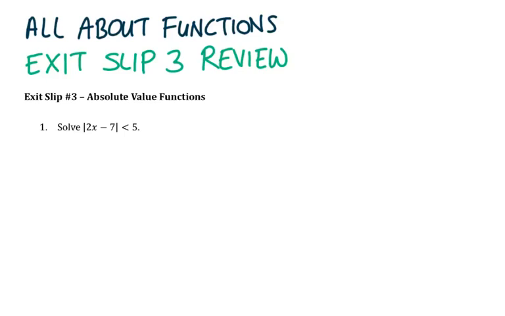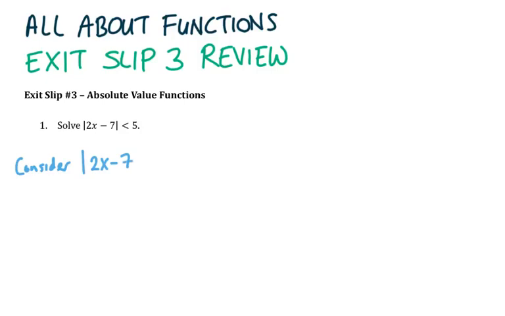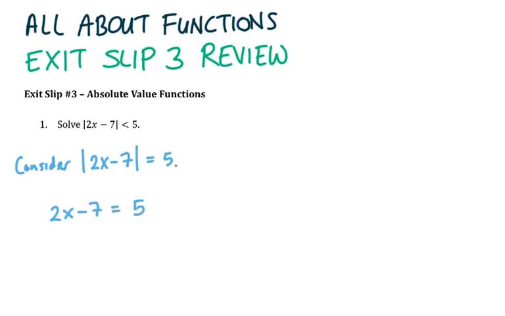So often what I do with inequalities is I consider the corresponding equality. So what I mean by that is, let's say that it was the absolute value of 2x minus 7 is equal to 5. We know that to solve an absolute value equation, we need to consider when the output of the absolute value is positive 5. And then we need to consider, really, I should say, when the input is positive or negative 5, because the absolute value of both would give us positive 5, right?